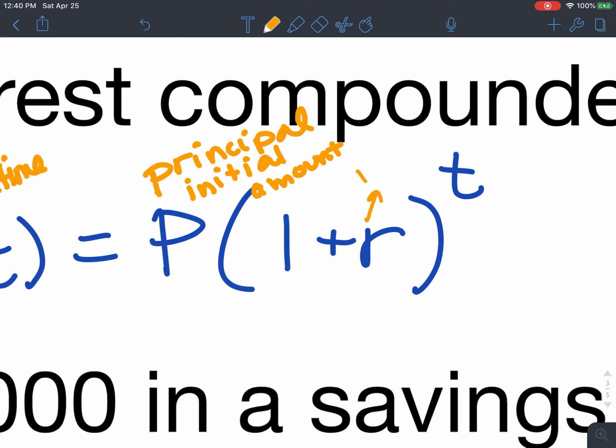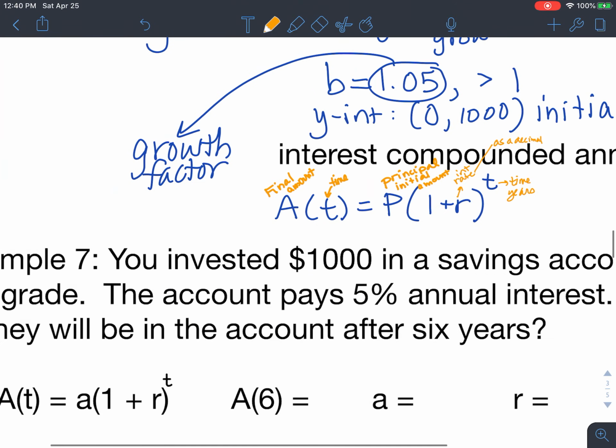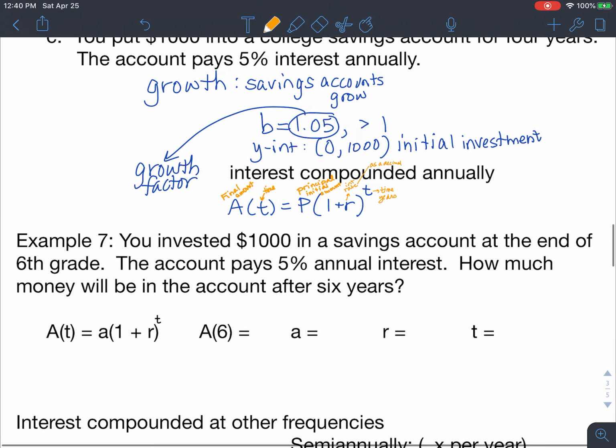Okay, 1 is a 1. R is the interest rate, but you do have to make it a decimal. And T is the time, and for interest, it's usually in years. Okay, so let's take our new formula here, and we'll try this problem. You invested $1,000 in a savings account at the end of 6th grade. The account pays 5% annual interest. How much money will the account have in 6 years?